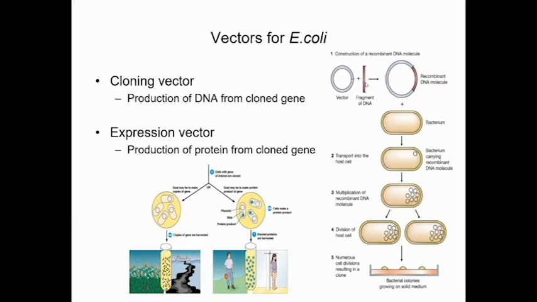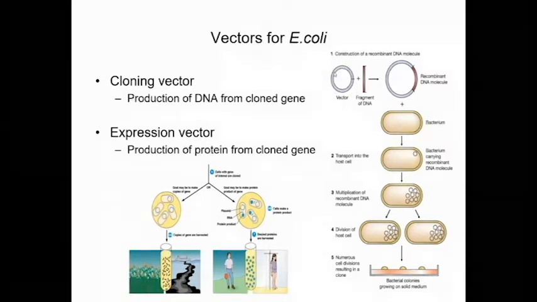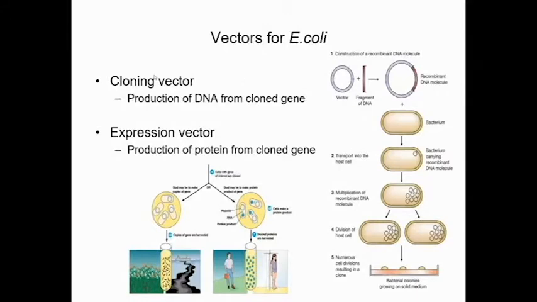So this piece of DNA is the gene of interest, and then you have the vector. The vector is a critical component for genetic engineering. In general, there are two different types of vector. One is called a cloning vector.